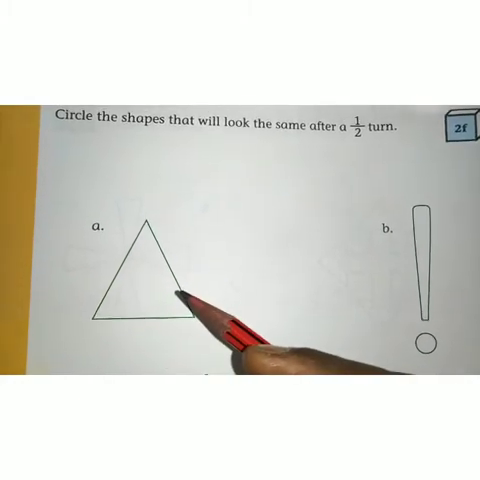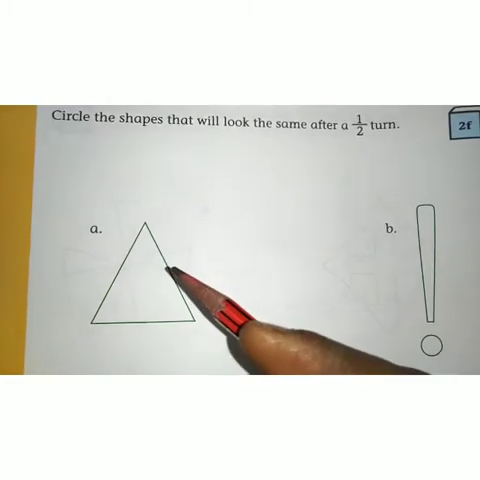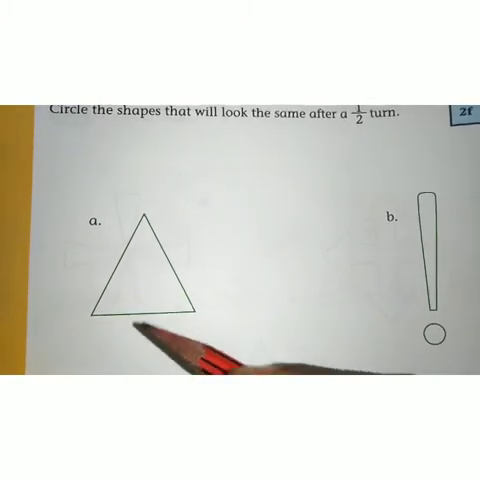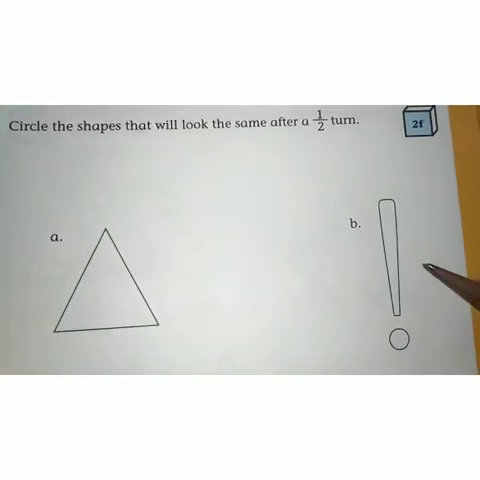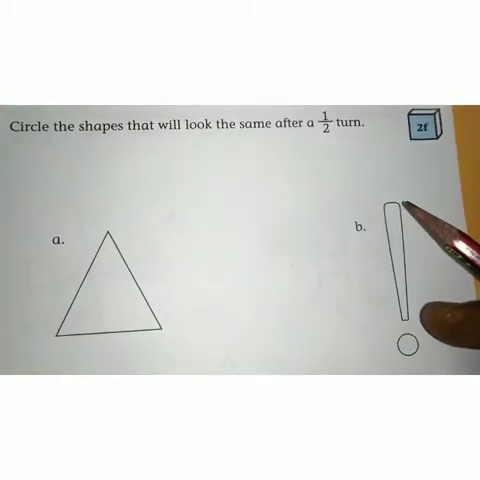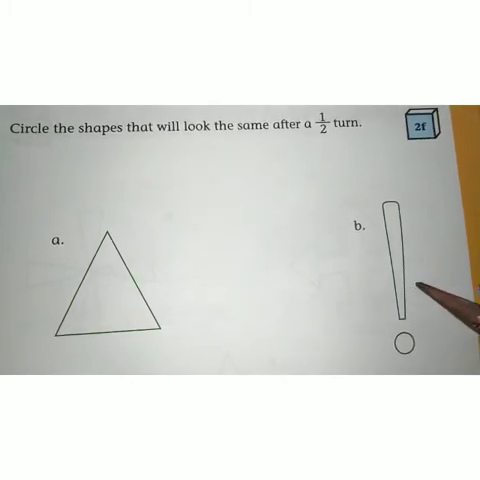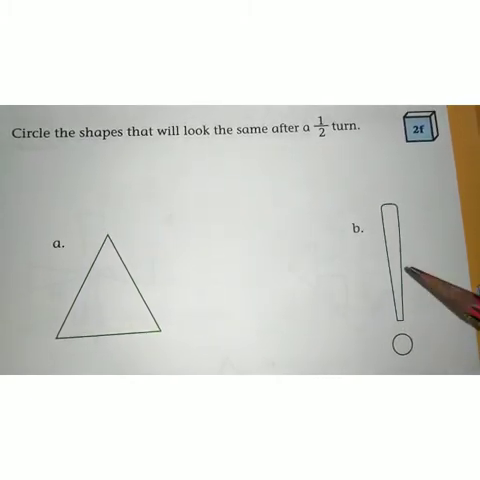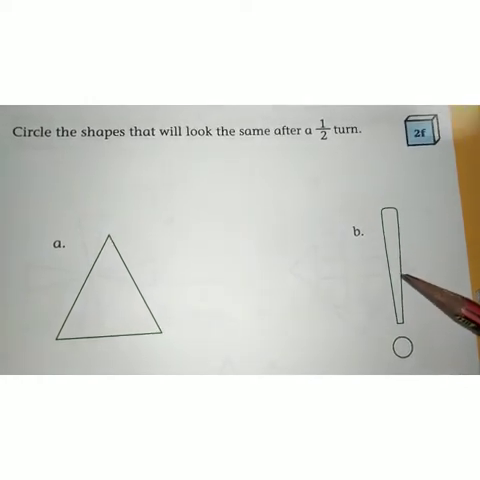Is it in a half turn position? No, because we have only one triangle. There is no inverted image of this triangle, so this is not a half turn. Here also we have an exclamatory mark. There is no image of this below it or aside of it, so it is not a half turn.